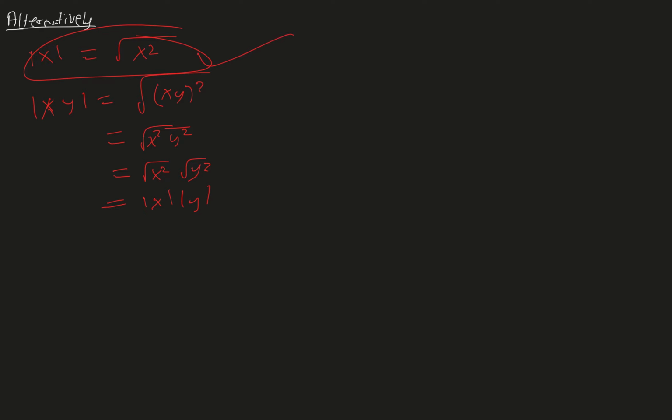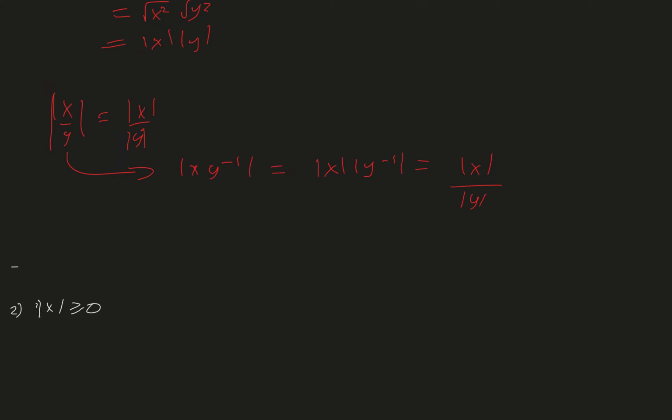More often than not, when you're proving theorems involving absolute values, you'll have to work with cases, or you can use this squaring method. So this theorem can also help us prove this other theorem or lemma. We can simply write this as modulus of x y inverse, and we know this is the same as modulus of x times modulus of y inverse since we proved this, and we're done.